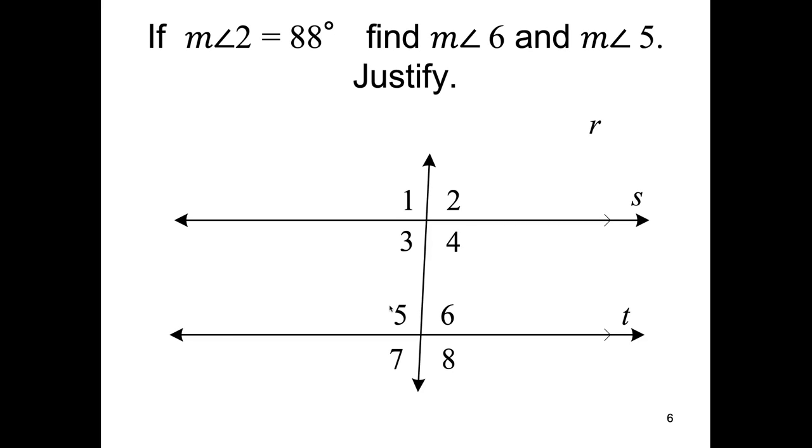So the measure of angle 2 is 88 degrees. And I want you to find the measures of 6 and 5, and then justify it. So here I know that if angle 2 is 88 degrees, then angle 6 also has to be 88 degrees because they're corresponding angles. And then I know that 5 is going to be 92 degrees because they have to add up to 180 degrees.